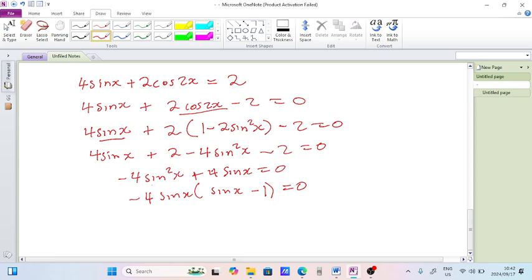Also, if you are confused, you can divide throughout by negative 4 again. Sine squared x minus sine x equals to 0. That's when you divide both by negative 4. What do you do from here? We're going to solve for sine x equals to 0, or sine x equals to minus 1. Oh, positive 1.